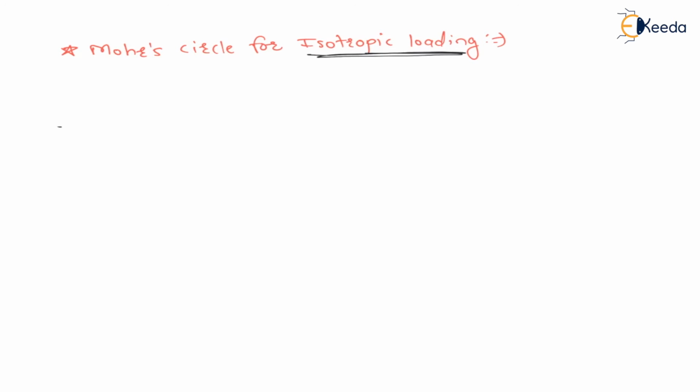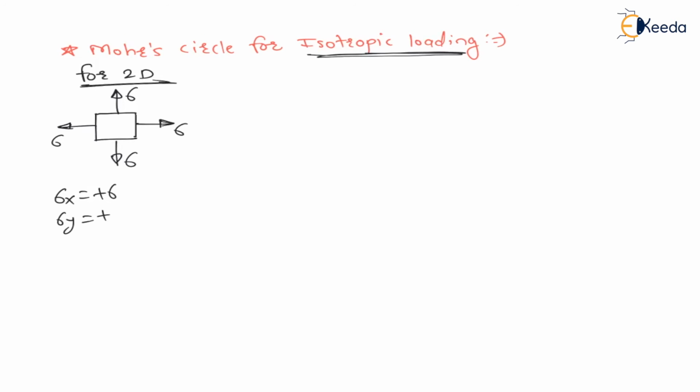Now, for example, here we will see 2D isotropic loading. 2D means on two planes only and in two directions only. Let us consider along the x-axis there is a tensile sigma, then along the y-axis there is also a tensile sigma, right? Here sigma x is plus sigma, sigma y is plus sigma, and tau xy is equal to 0. This is called 2D isotropic loading.